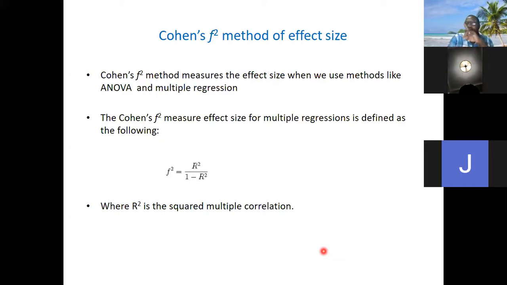This next one I now put under the coefficient of determination. Sorry, this Cohen's f-squared method is the coefficient of determination. If you remember, when you are doing regression, we look at Cohen's measure the first time we use methods like ANOVA and multiple regression. We have said it many times: ANOVA and regression are the same thing. They are two faces of the same coin.